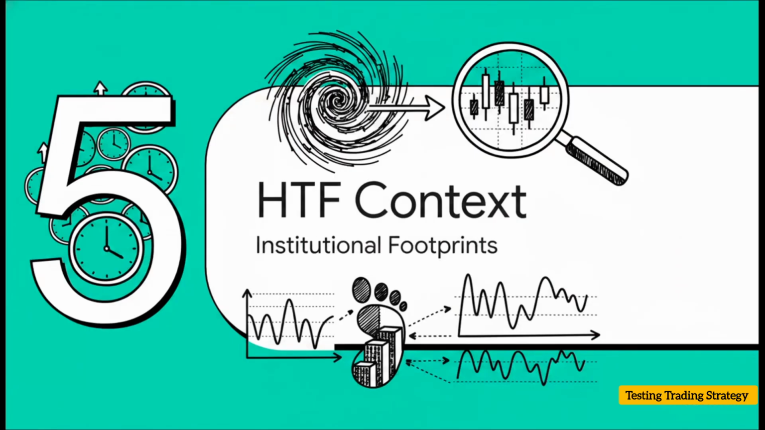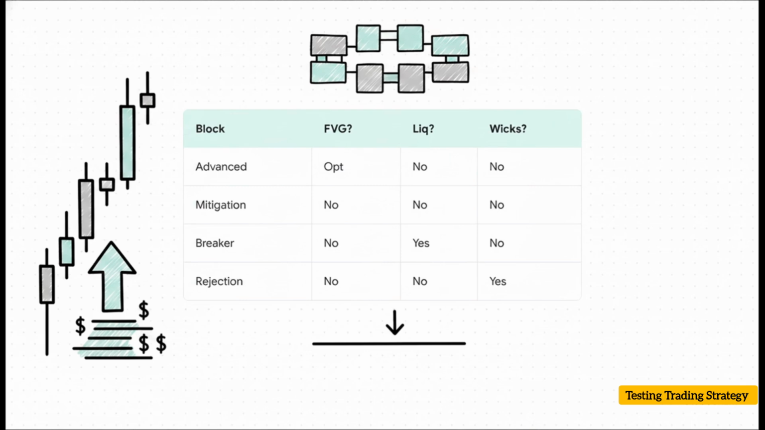Finally, Section 5. Higher time frame context matters, and why we must follow the institutional footprints. Before we get to the real secret sauce, let's just lock in this mental framework. Advanced blocks optionally use a fair value gap. Mitigation blocks don't hunt liquidity, but breaker blocks absolutely do. That's their whole defining trait. And rejection blocks are all about utilizing those long wicks. Keeping this taxonomy in mind is going to help you rapidly categorize these footprints in real time.